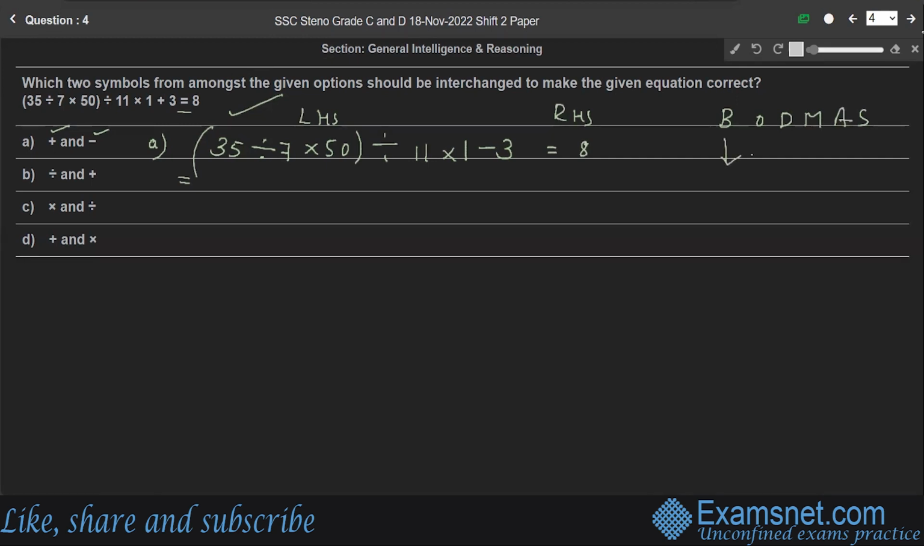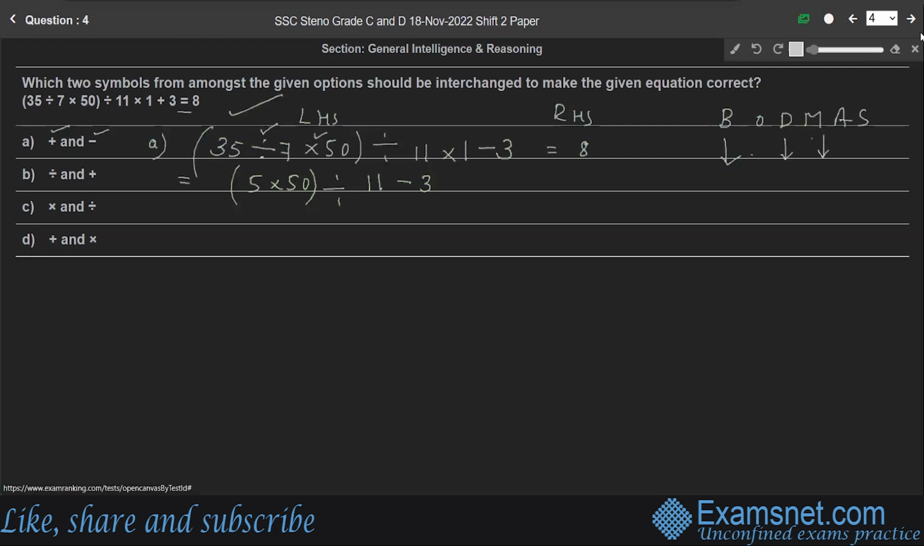To solve the bracket part, the operations inside the bracket are division and multiplication. Again, by BODMAS rule, division comes before multiplication. D comes before M. Therefore, 35 by 7 is 5. 35 by 7 is 5 into 50, divided by 11 into 11 is 11 minus 3.